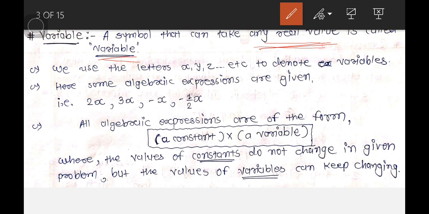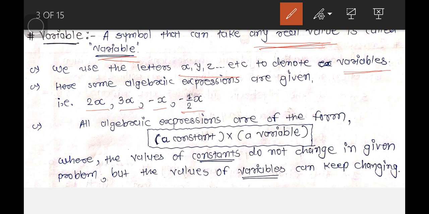You know, variable is used in polynomials. To describe this variable, we use letters like x, y, z, etc. to denote variable. After using some constant and variable, we describe some algebraic expressions as 2x, 3x, minus x, and minus half of x. By using these algebraic expressions, we denote some polynomials and understand the polynomials.